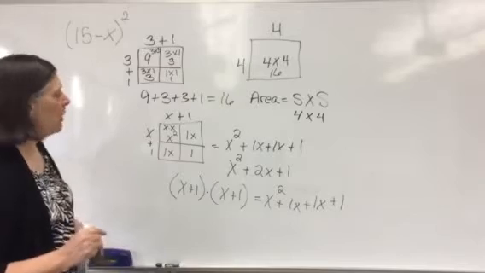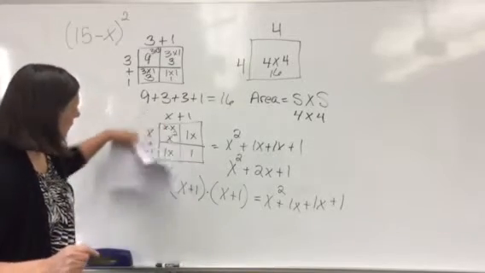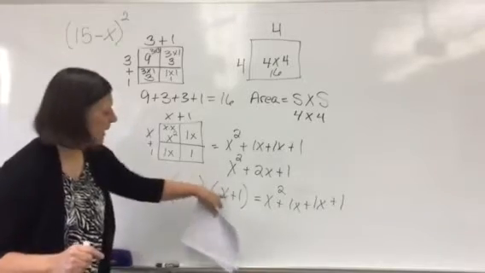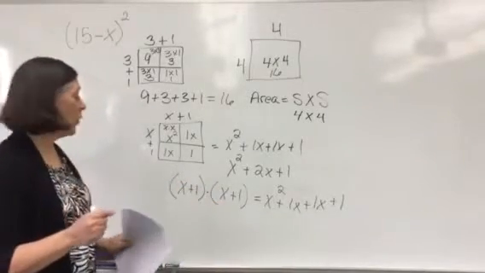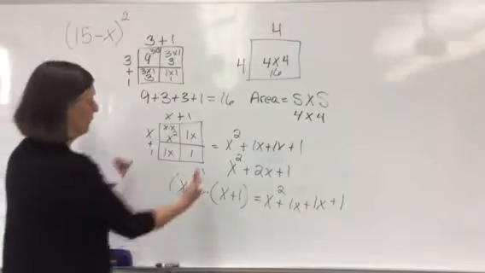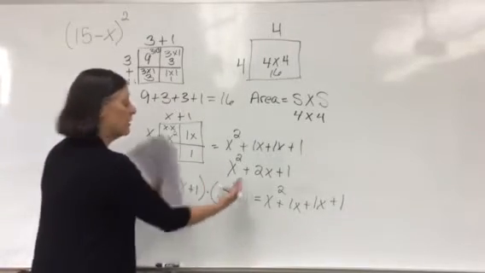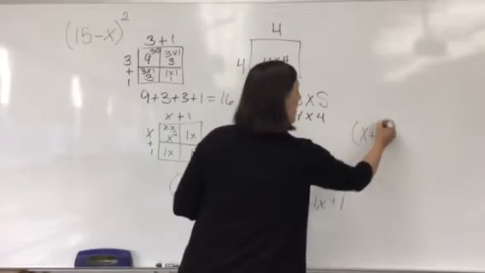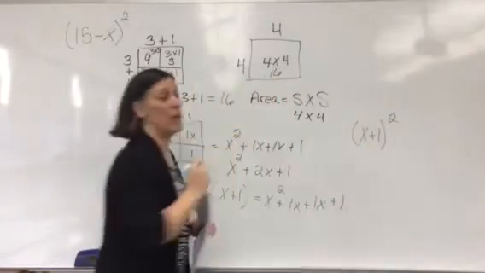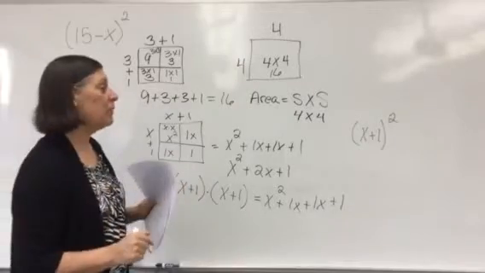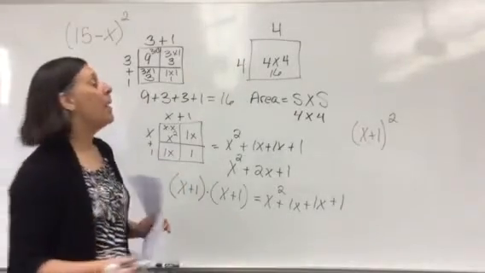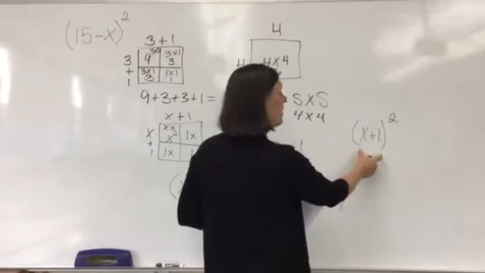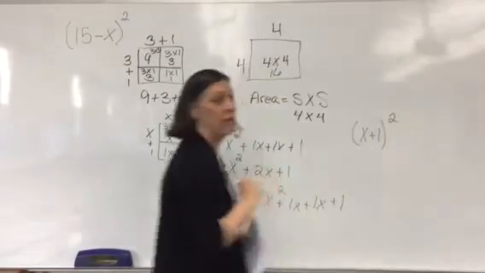And now I want to show you one more thing. This situation, this model of our square, can be thought of algebraically as this, and we can take it one more step and look at this as x plus 1 times x plus 1. X plus 1 times x plus 1 could be written as the quantity x plus 1 to the second power, because the exponent tells us that we're going to see the whole base times itself again.